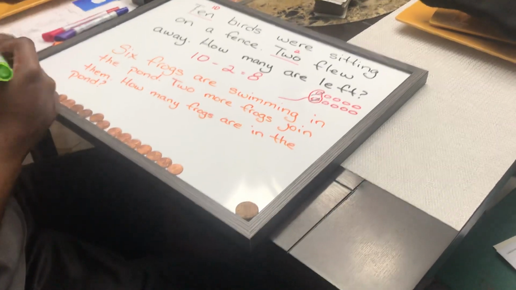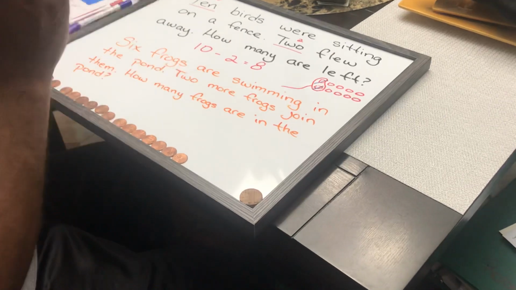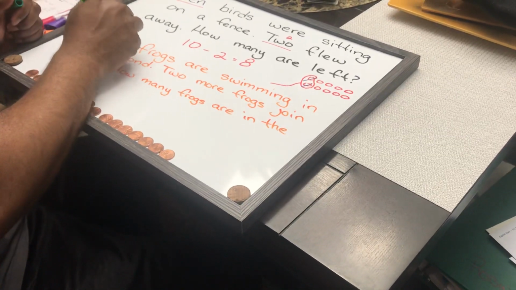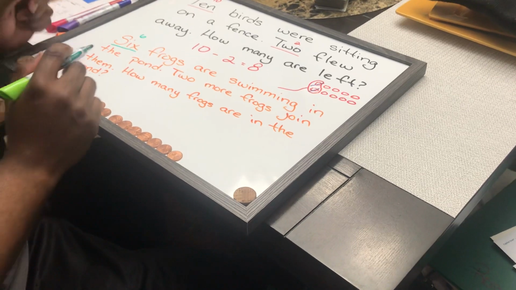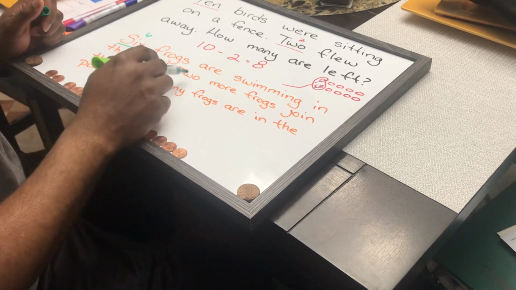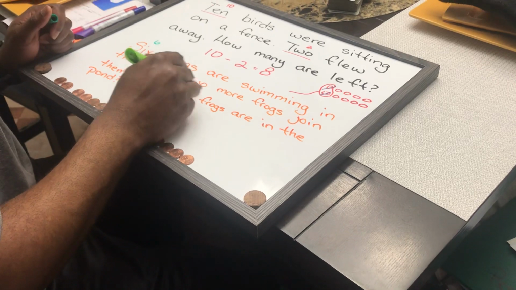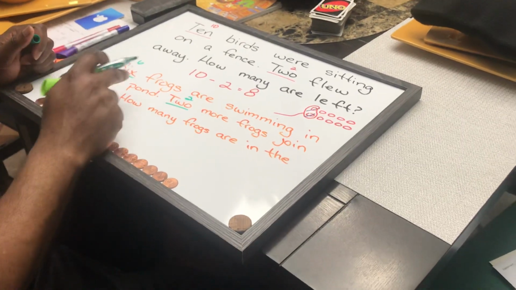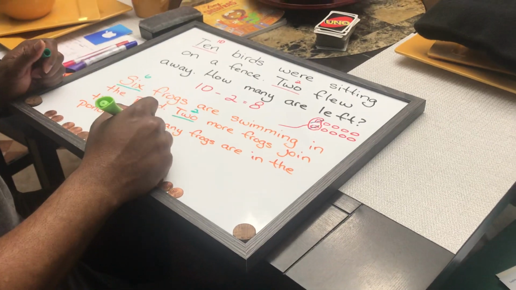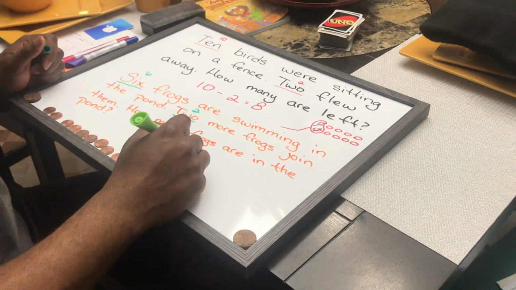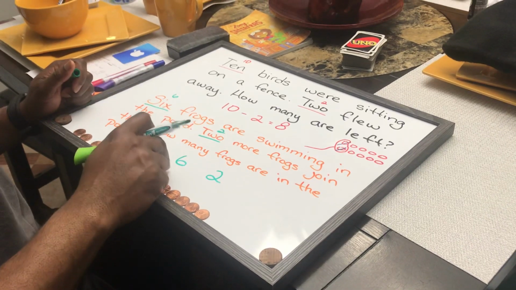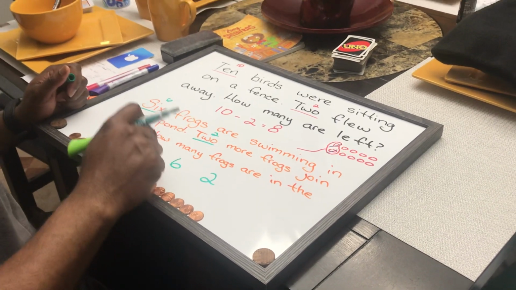Same exact thing. Find your numbers. What are the numbers? I have the number right here, 6. S-I-X spells 6. And then I have T-W-O, which spells 2. So I have 6 and then I have 2. So I'm going to write 6 and I'm going to write 2. Why? Because 6 is my greater number. It's going to go first. So I have 6 and 2.